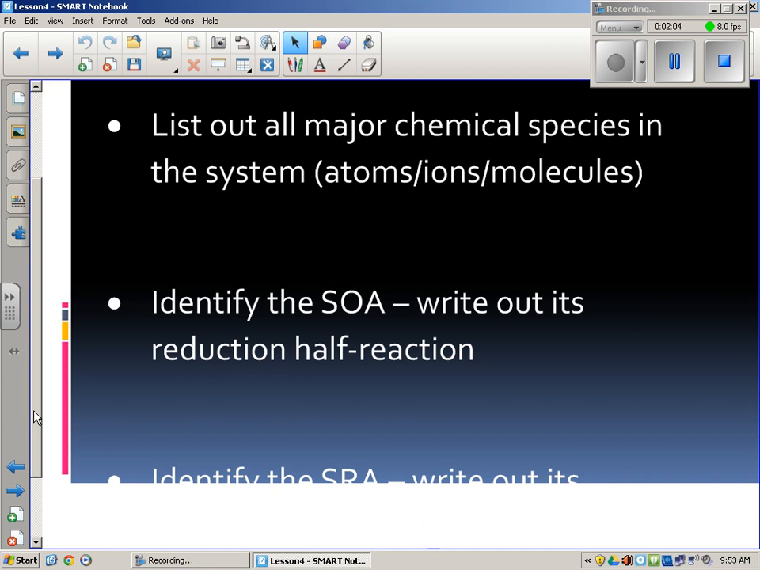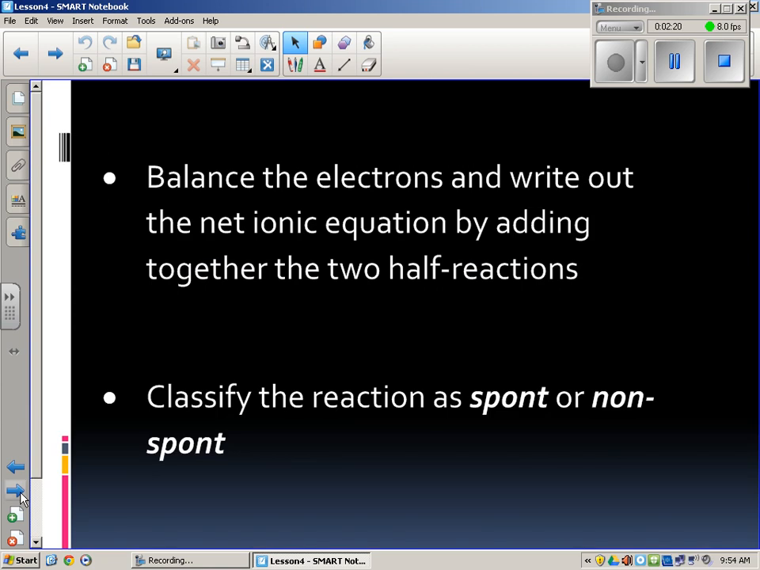Now, really, after the first step, it's exactly what we just went over for homework. It's writing out the reduction half reaction, the oxidation half reaction, balancing the electrons, and writing out the final reaction. That's all it is. Okay? So the first step's a little different, though. So that's what we need to worry about. Step 4 in this 5-step process is you're going to balance out the reactions and write out the net ionic equation by adding the 2 half reactions together. And finally, you're going to classify this reaction as spontaneous or non-spontaneous.